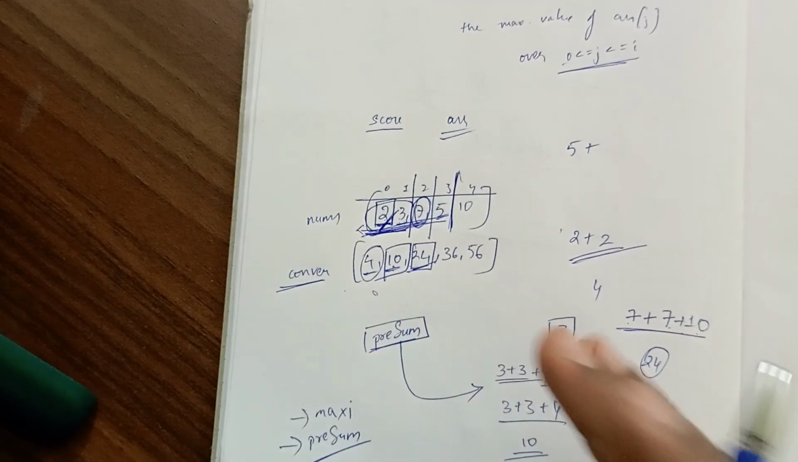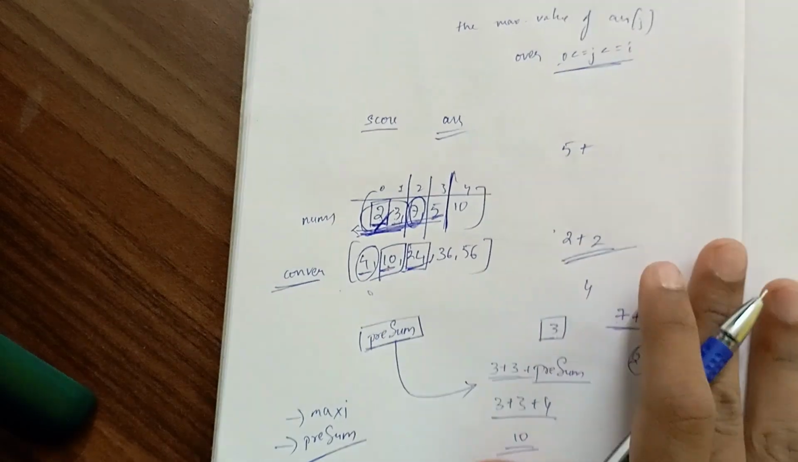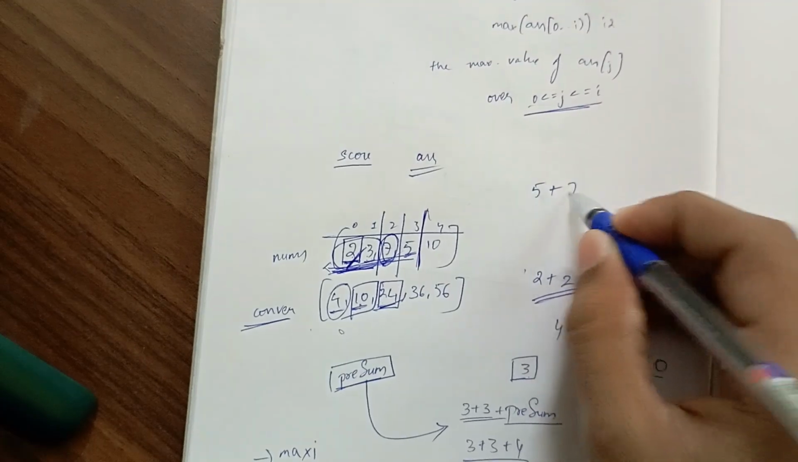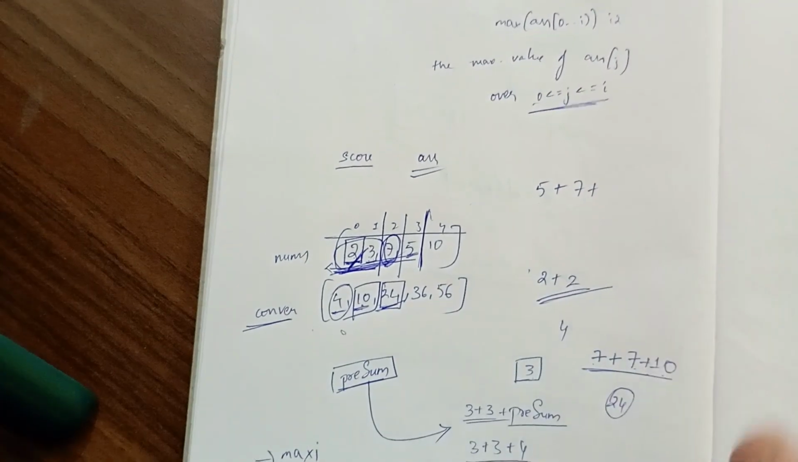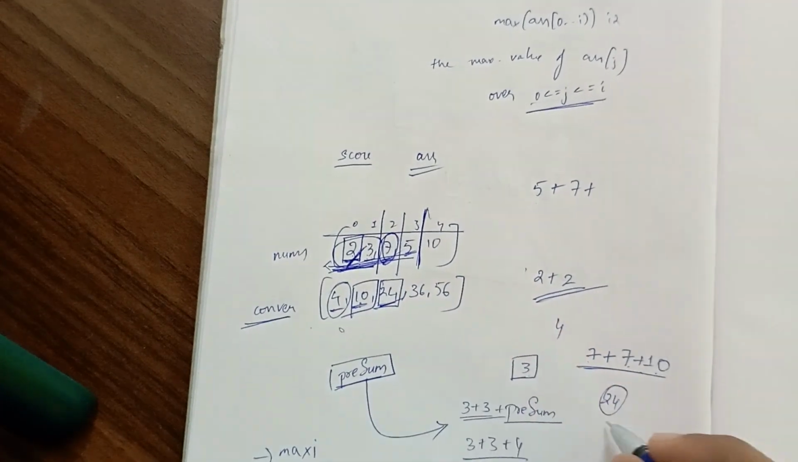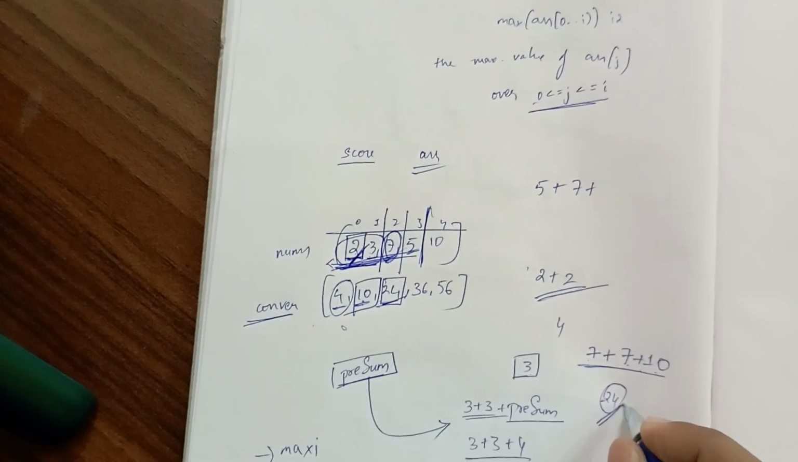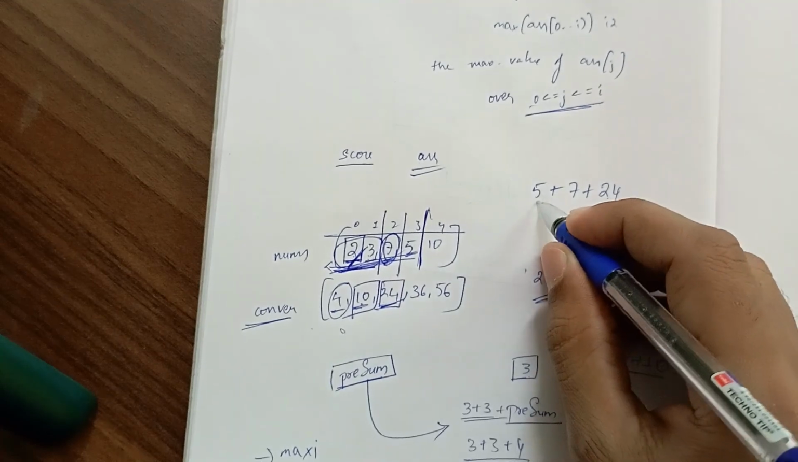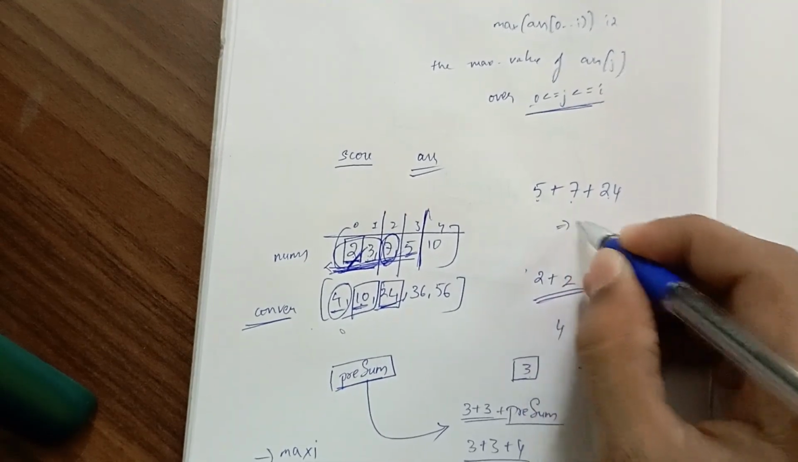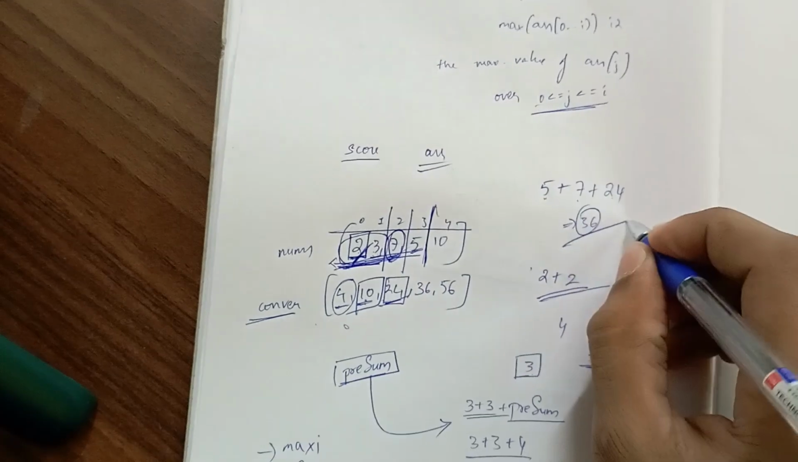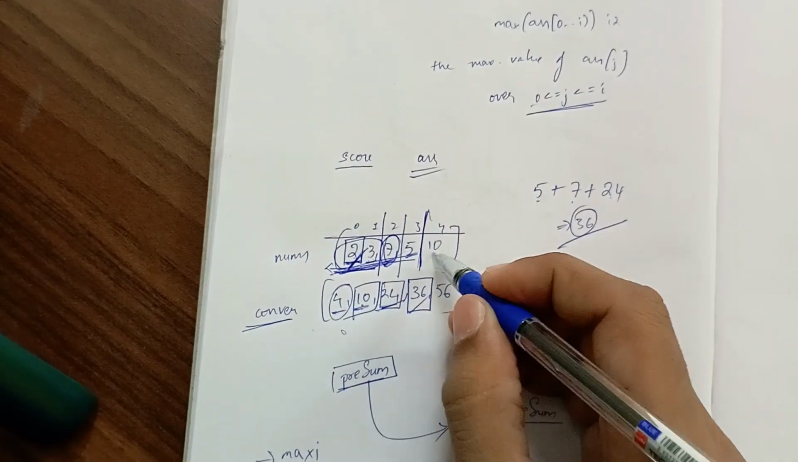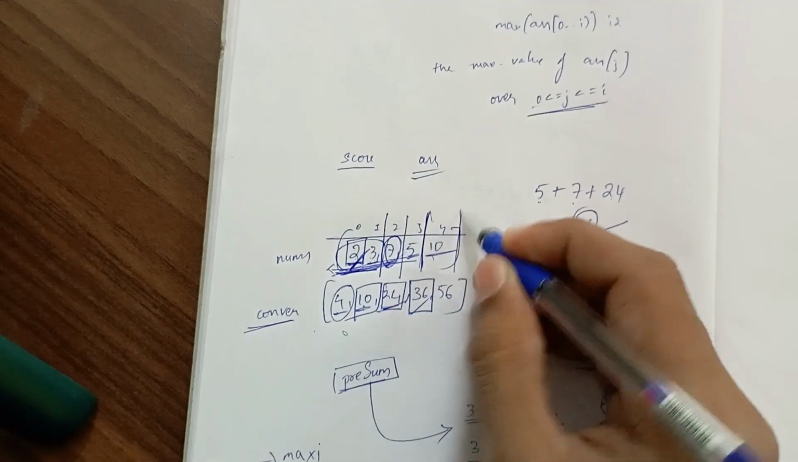So we work that out again. 7 is the maximum element up to now, so add it. And then what is the prefixSum up to now? 24. So 24 plus 5 is 29, plus 7 is 36. We need to push back 36 into our convert array, and then we get to 10.